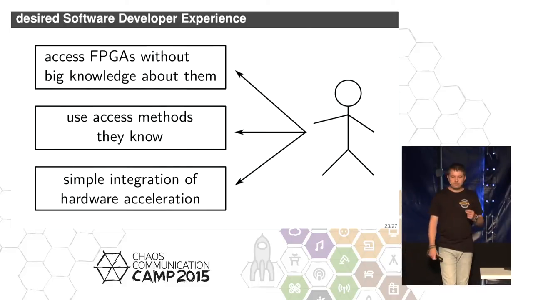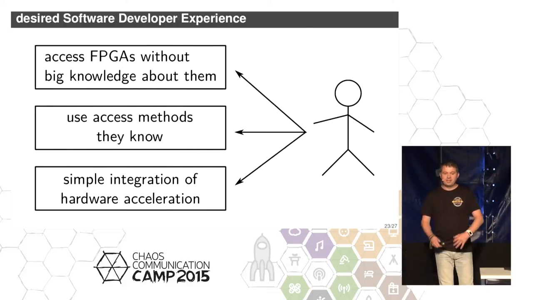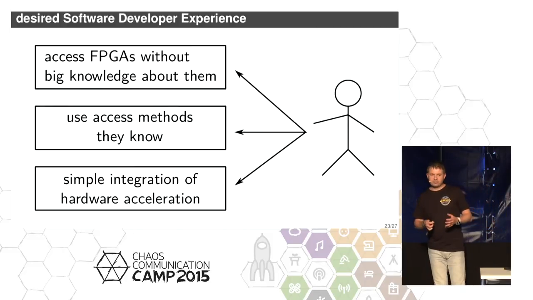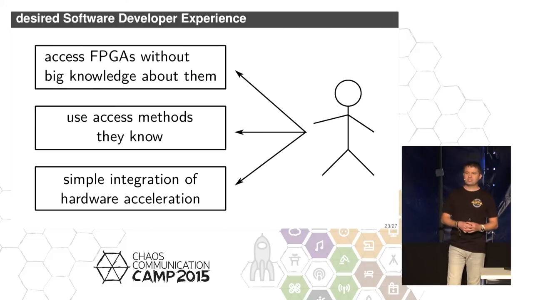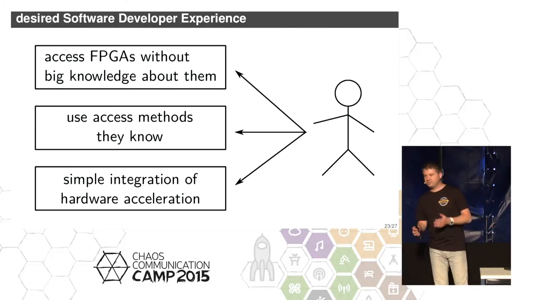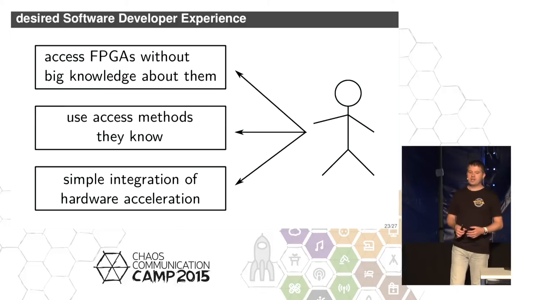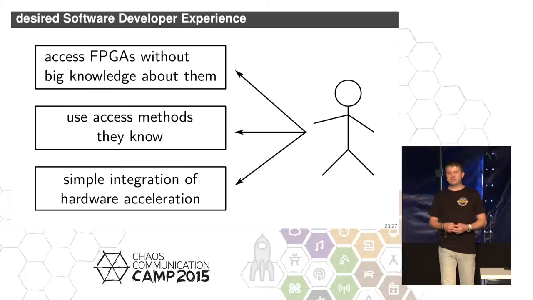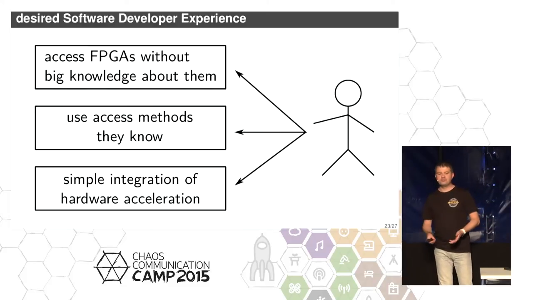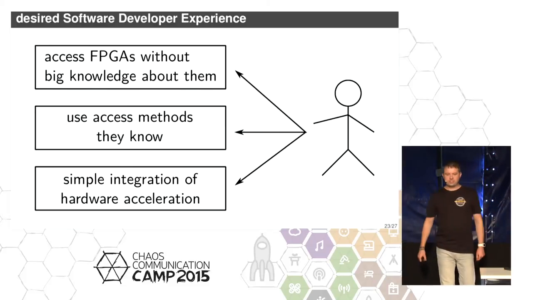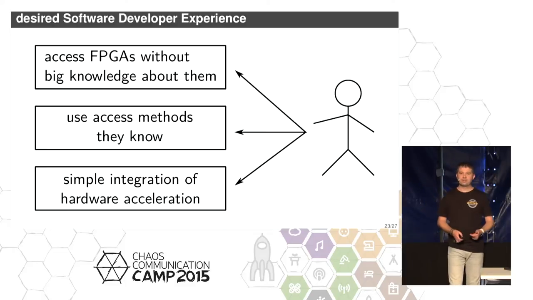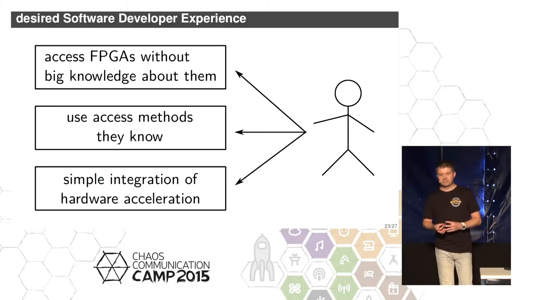The desired software developer experience is that you can access the FPGAs without big knowledge about it. For example, you have a description of how an RSA component works, and you can just use socket programming or a device driver to access the component, and you need no deeper understanding of the FPGA or the interconnection networks. You should use access methods software developers know, for example, socket programming or device drivers.